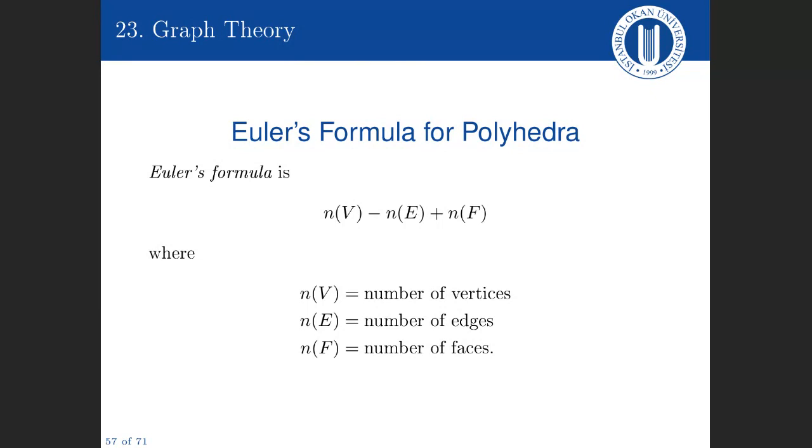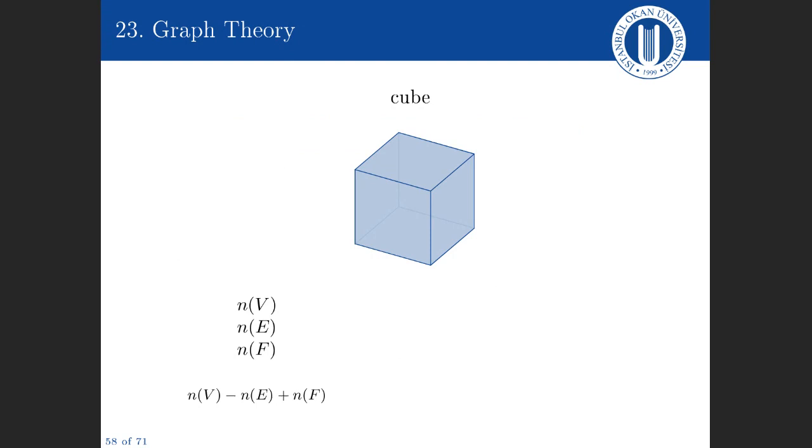One more idea for today's lesson, the idea of Euler's formula for polyhedra. Euler's formula is the number of vertices minus the number of edges plus the number of faces. For example, let's suppose we have a cube. A cube has eight vertices or eight corners. It has 12 edges and it has six faces. Euler's formula is number of vertices minus number of edges plus the number of faces. 8 minus 12 plus 6 is equal to 2.